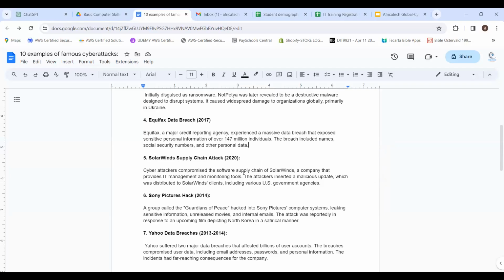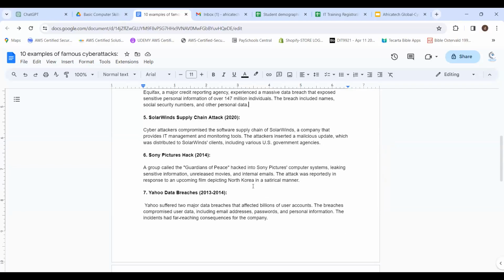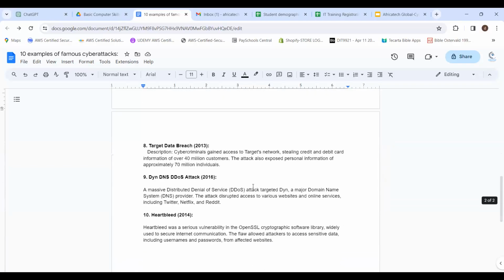A cyber attack compromised the software supply chain of SolarWinds, a company that provides IT management and monitoring tools. So this is what happened. I just put some there, just 10.